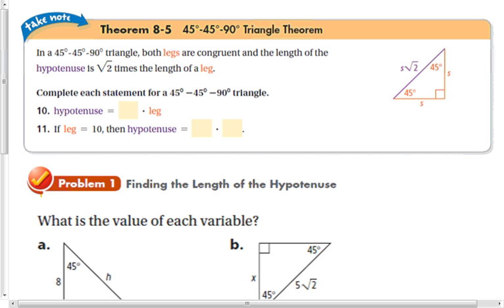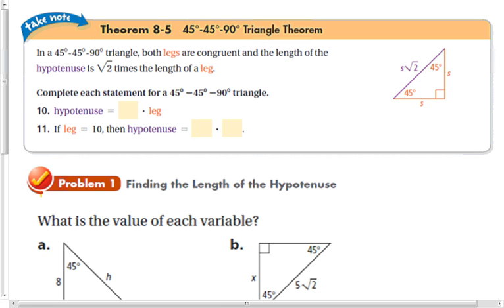All right, our first theorem, theorem 8.5, is known as the 45-45-90 triangle theorem. In a 45-45-90 triangle, both legs are congruent and the length of the hypotenuse is square root of 2 times the length of the leg. I'll prove that to you.